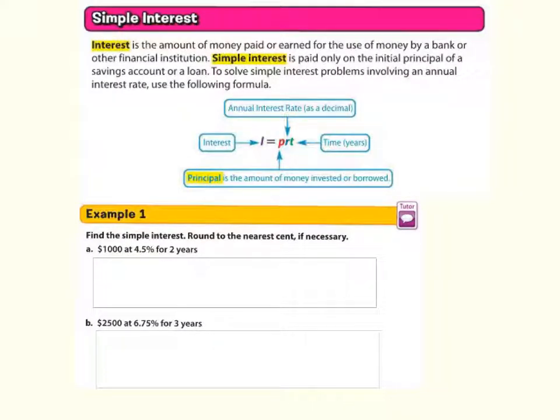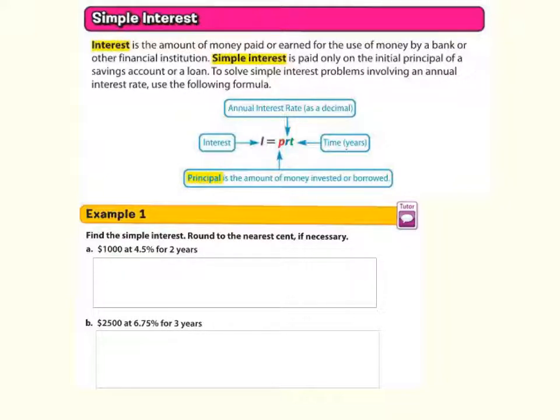Okay, at the bottom of your notes is the formula in which we are going to use to calculate simple interest. So fill in the bubbles with the appropriate definition. So I is going to be your interest. P is going to be your principal amount of money invested or borrowed. R, I already wrote in for you. That's your annual interest rate. Okay? Remember rate. We got to convert it to a decimal. And then notice that your time is in years.